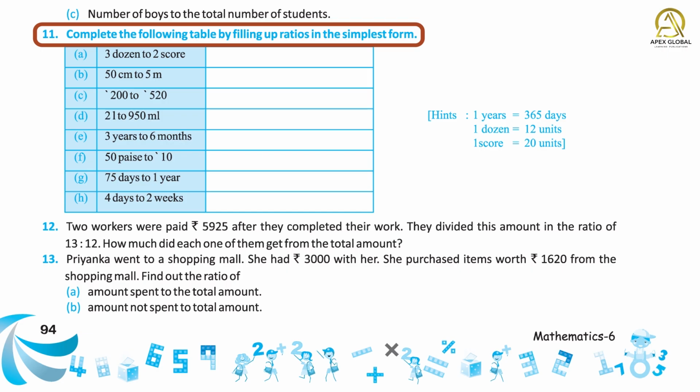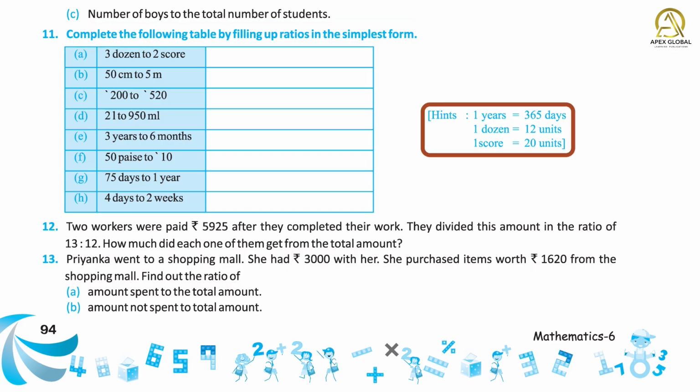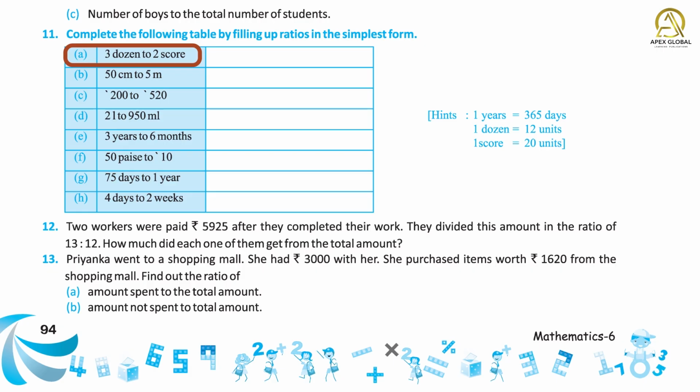Question 11. Complete the following table by filling up ratios in the simplest form. Hence, 1 year equals 365 days. 1 dozen equals 12 units. 1 score equals 20 units. A. 3 dozens to 2 score. Solution: 9 ratio 10.